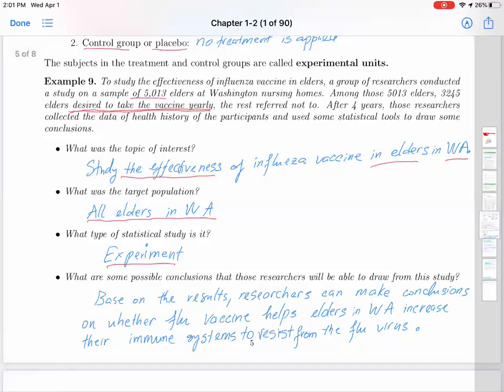All right, so there are conclusions that researchers can draw from the results that they're going to receive after 4 years. Based on some results, the researcher can maybe make conclusions on whether the flu vaccine helps elders in Washington state increase their immune system in order to resist getting the flu virus. Again, you need to have the result, and from the result, they can make conclusions using inferential statistics.